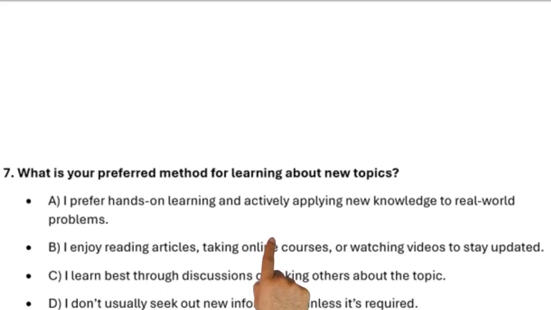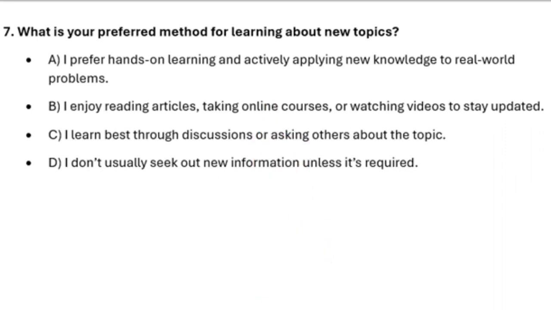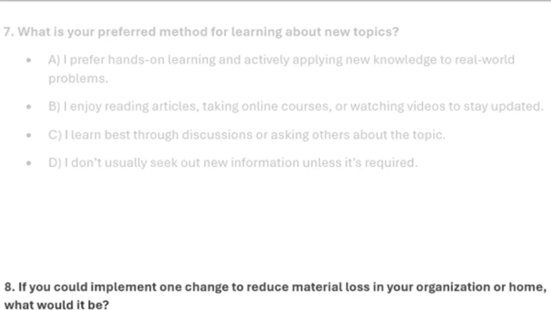7. What is your preferred method for learning about new topics? A. I prefer hands-on learning and actively applying new knowledge to real-world problems. B. I enjoy reading articles, taking online courses, or watching videos to stay updated. C. I learn best through discussions or asking others about the topic. D. I don't usually seek out new information unless it's required.